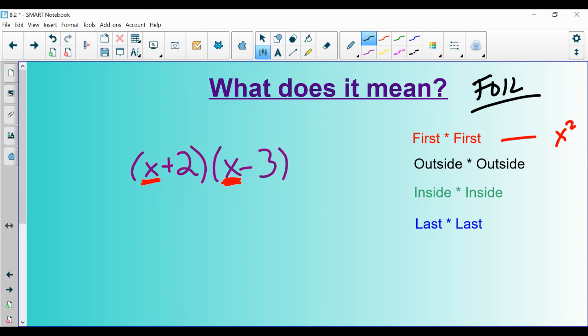Then you would multiply the outside one. This is on the outside of the first binomial, and negative 3 is on the outside of the second binomial. When you multiply those, you would get negative 3x. Then you are going to do the inside one. So 2 is on the inside of the first binomial, and x is on the inside of the second binomial. When you multiply those, you would get positive 2x. And then you'll do the last one of the first binomial times the last one of the second binomial, and you'll get negative 6.